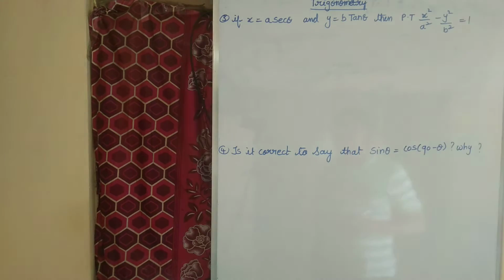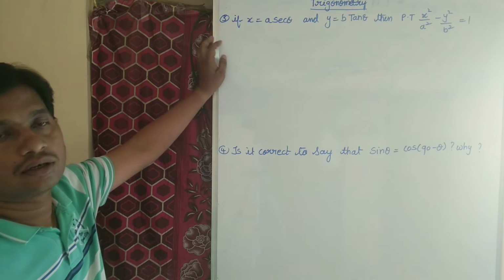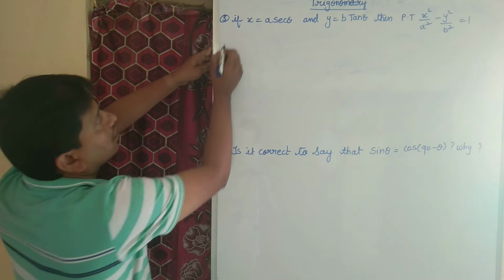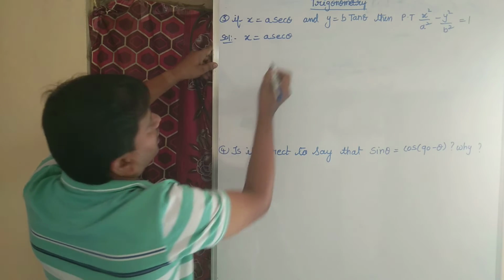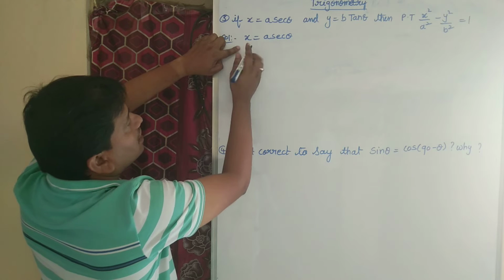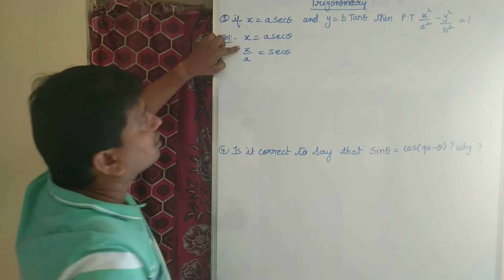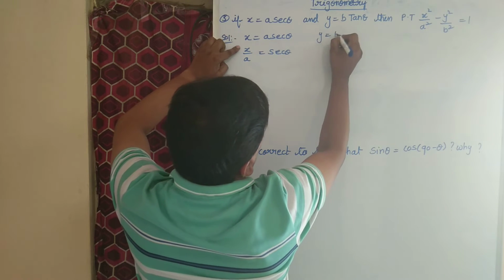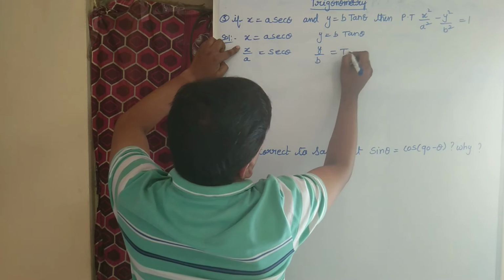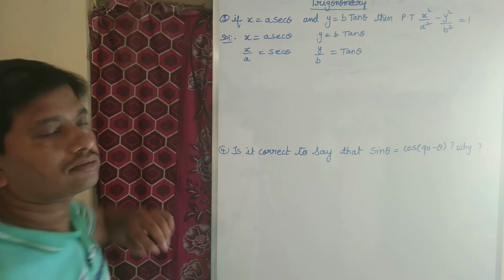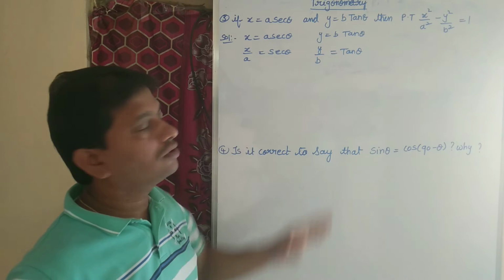Now coming to question number 3, which is also one of the important topics. We call it elimination of theta. Given x equals a sec theta, as a is multiplying here, transfer this side: x/a equals sec theta. Now coming to the second one, y equals b tan theta, transposing b, y/b equals tan theta.